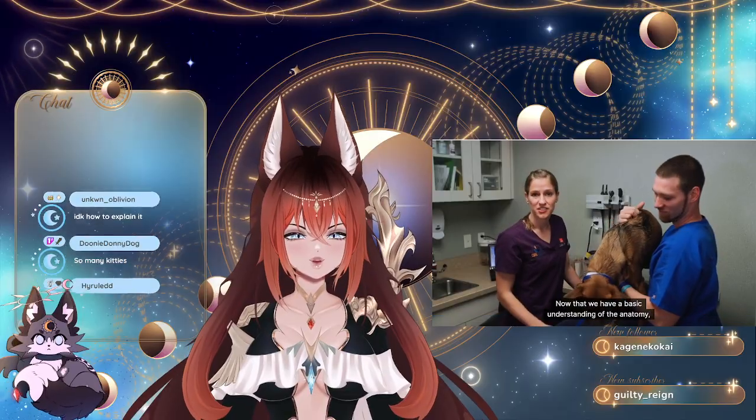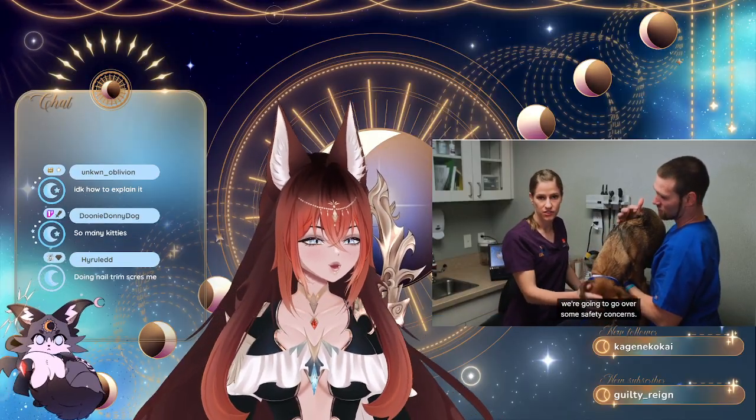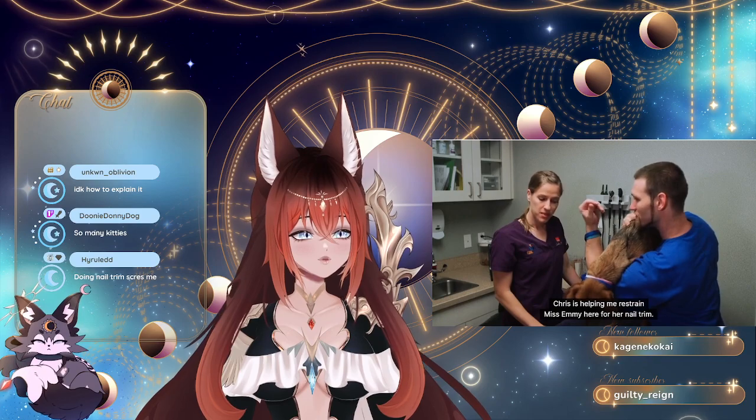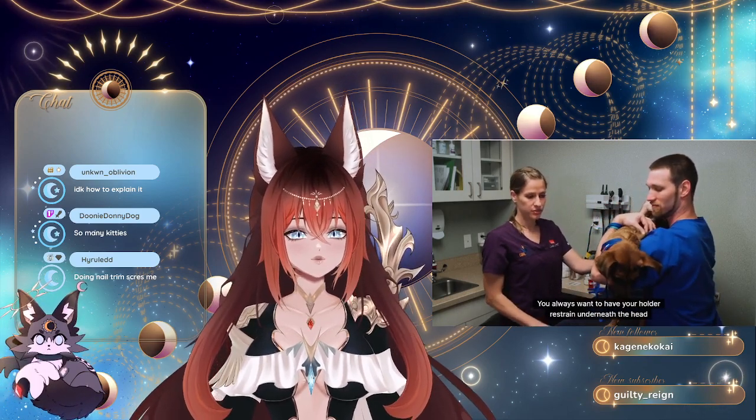Now that we have a basic understanding of the anatomy, we're going to go over some nail trim safety concerns. Chris is helping me restrain Miss Emmy here for her nail trim. You always want to have your patient restrained.